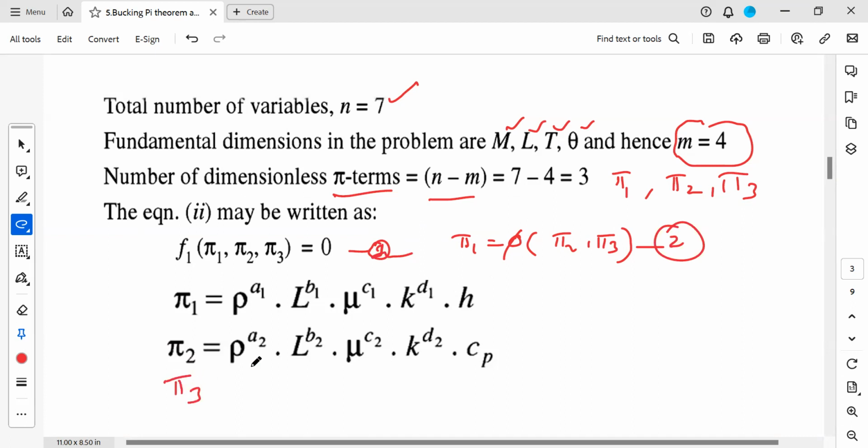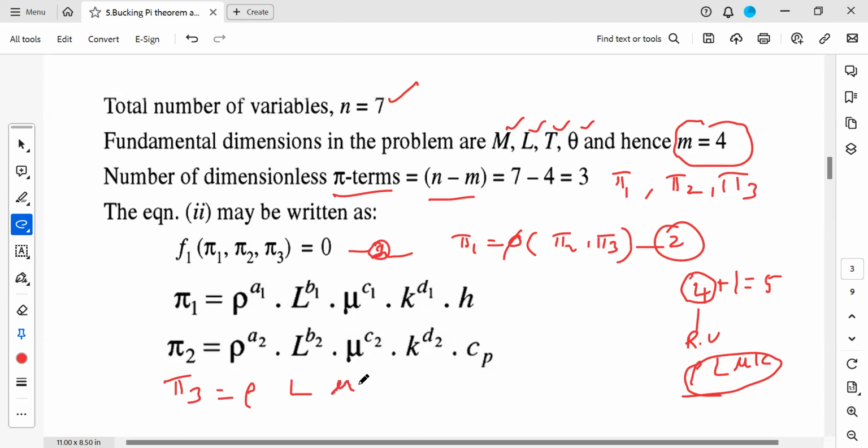Each pi term contains m plus 1 variables, that is 4 plus 1, that is 5 variables, in which m variables will be repeating variables. The repeating variables we selected here are rho, L, mu, k. So in all the terms rho, L, mu, k will be there, and the remaining variable will be different in each: h, cp and velocity v. Here a3, b3 and c3, d3 will be there.